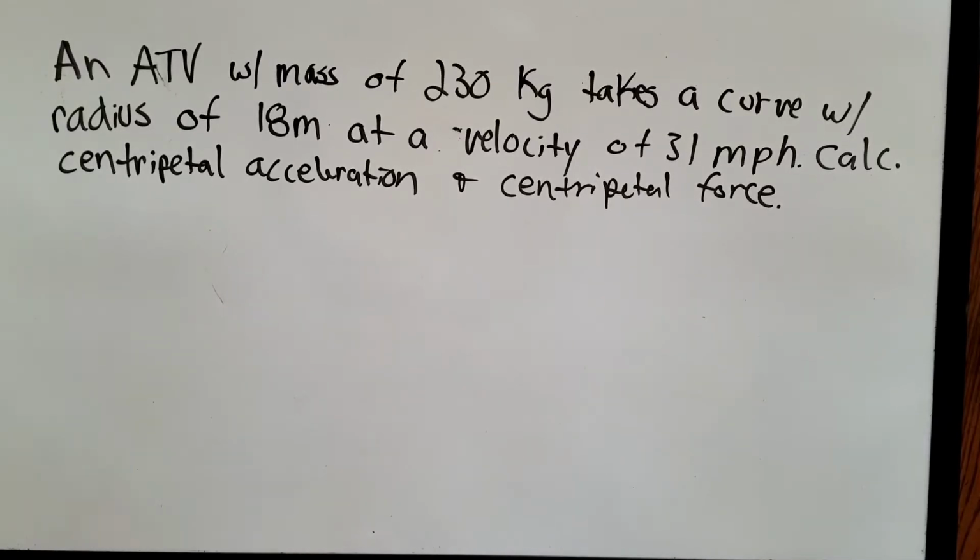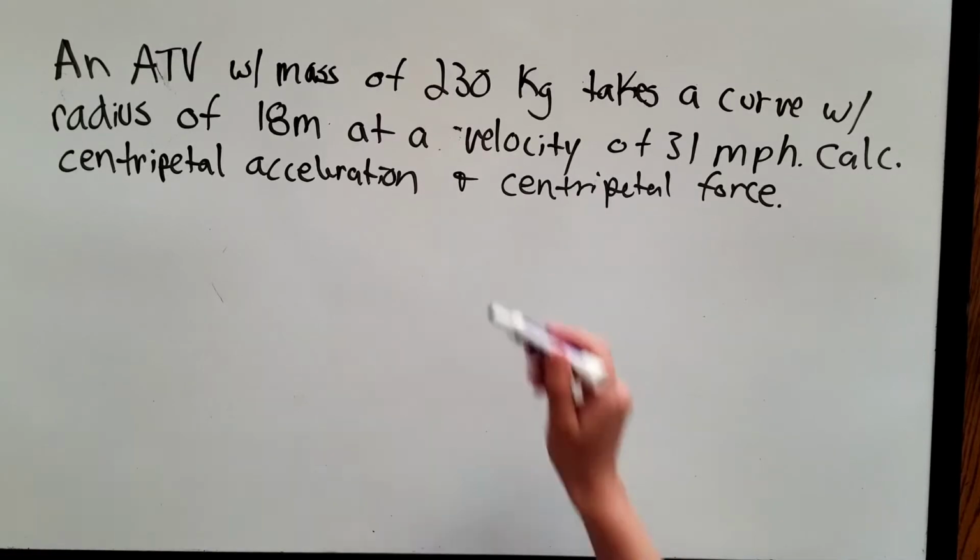Okay, so with this problem, we have an ATV with a mass of 230 kilograms taking a curve, so that's why it's centripetal force and motion, with a radius of 18 meters at a velocity of 31 miles per hour. So we're going to calculate the centripetal acceleration and centripetal force. So let's start and see if we need to convert anything. So let's look at the information given.